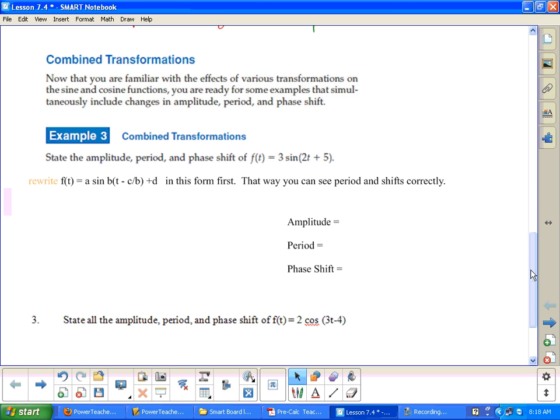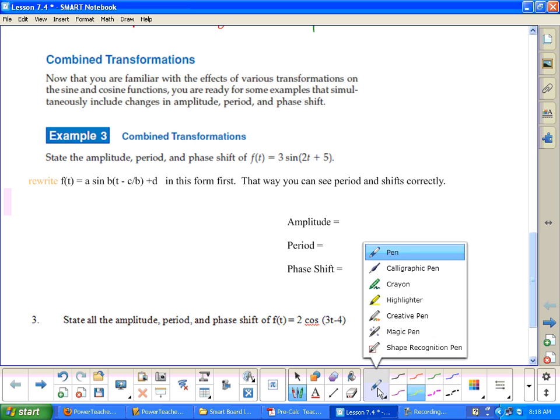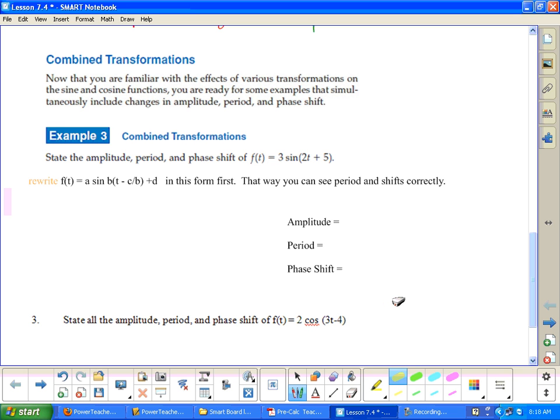Here, first of all, I have the example from the book. This isn't the one on your paper, this is the one in the book. It says state the amplitude, period, and phase shift. So the first thing we're going to do is rewrite it in this form. Always rewrite it in that form.